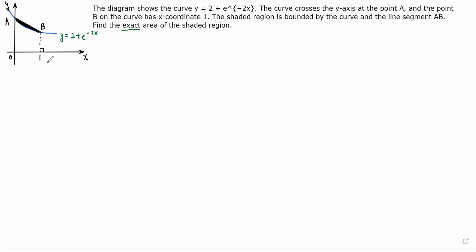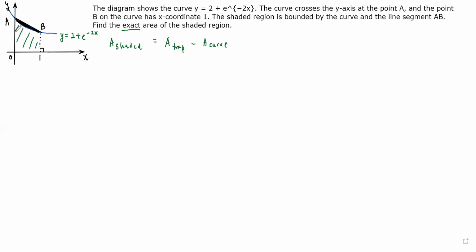The shaded region is actually the difference between the area of the trapezium bounded by OAB and this point here, and the area under the curve from 0 to 1. So that gives us the area under the curve. What we could do is the area of the shaded region, that would be the area of the trapezium minus the area under the curve. So what we need to do is to find the area of the trapezium.